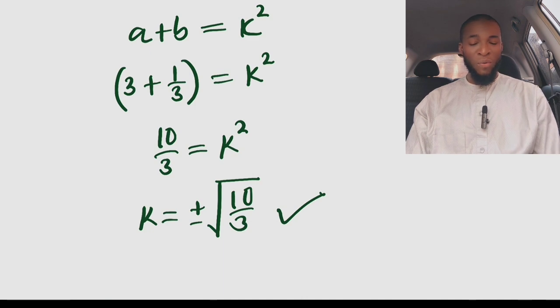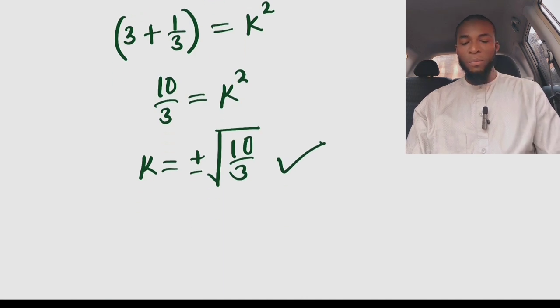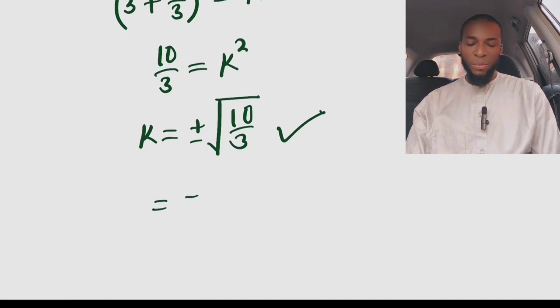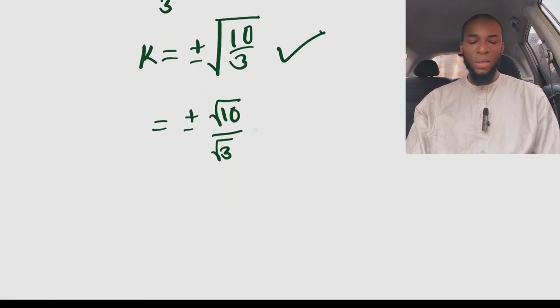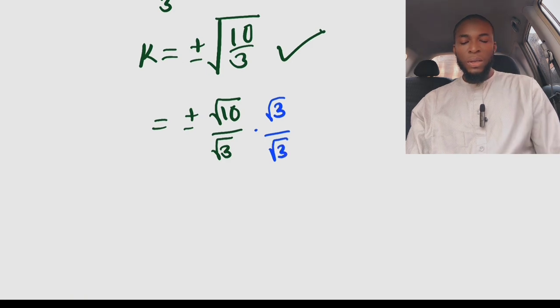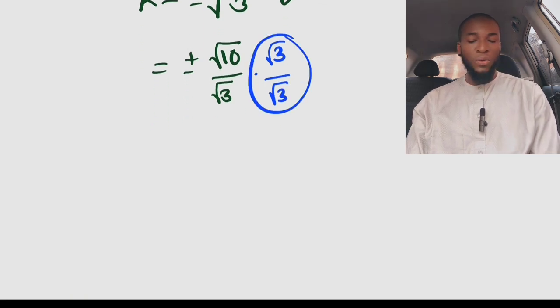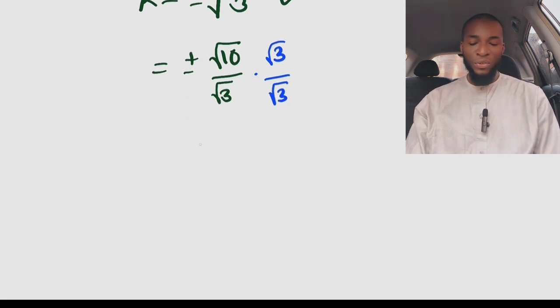But you can be more professional by writing it in standard form. So this is the same thing as plus or minus the square root of 10 divided by the square root of 3. But we don't want the bottom to be irrational. Therefore, we can rationalize the denominator by multiplying the top and the bottom by the square root of 3. We do the same thing to the bottom. This is the same thing as 1, so multiplying anything by 1 will not change it.